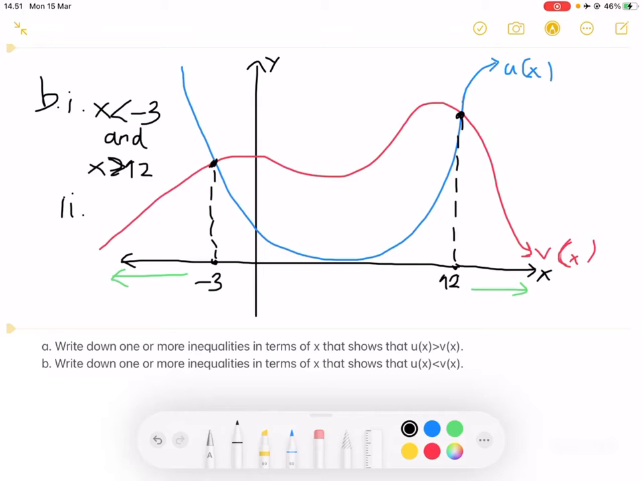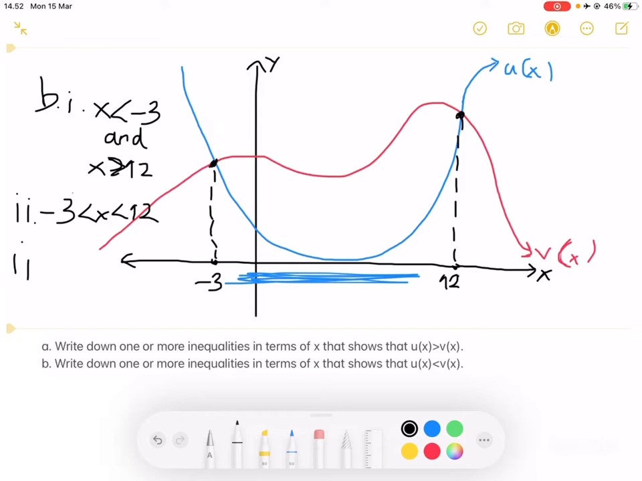In other words, u of x is less than v of x means that the output of u of x is less than the output of v of x, or v of x is above u of x, which are these regions marked in blue. So it's between -3 and 12. So from that information, the right inequality is -3 is less than x and x is less than 12. So those are the bounds of where u of x is less than v of x.